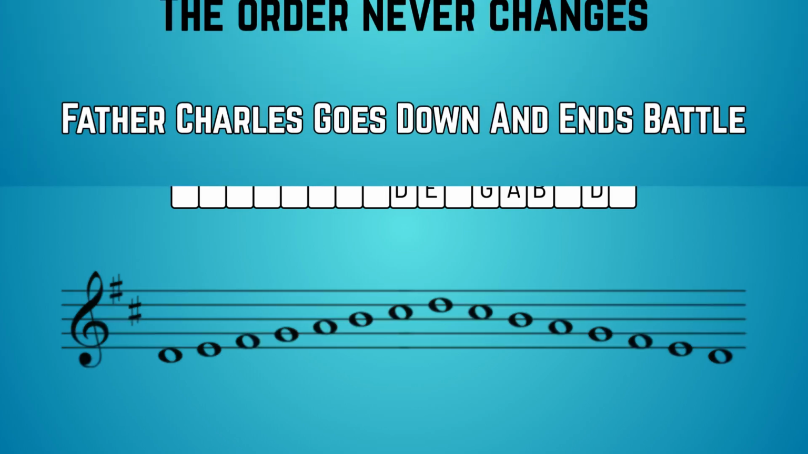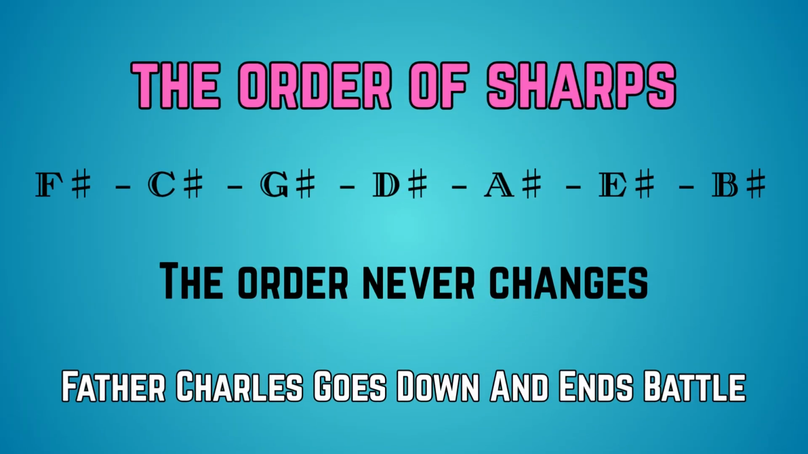and flats appear. Sharps always appear in the same order: F sharp, C sharp, G sharp, D sharp, A sharp, E sharp, and B sharp. This order never changes. If a key signature contains one sharp, it will be F sharp. If it contains two sharps, they will be F sharp and C sharp. A third sharp will always be G sharp, and the pattern continues from there.